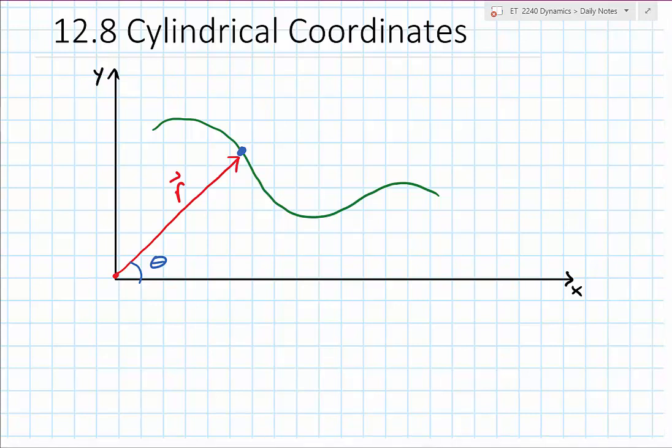I can see that the green line represents the path of the particle. I have some radial distance r, which goes from the origin out to the particle, and some theta, which is a rotation from, in this case, the positive x-axis out to that position. With that designation, I can have a unit vector in the radial direction, which points outward from the origin. And then 90 degrees to that, I would have another unit vector in my transverse direction, which is u sub theta.